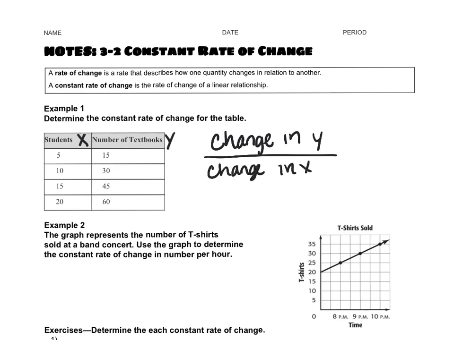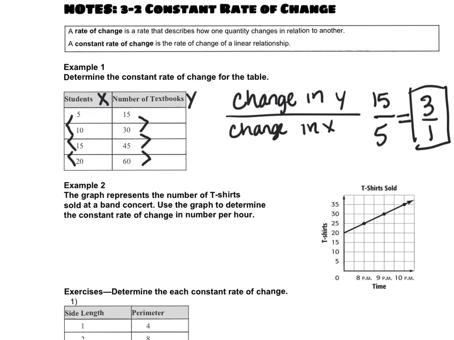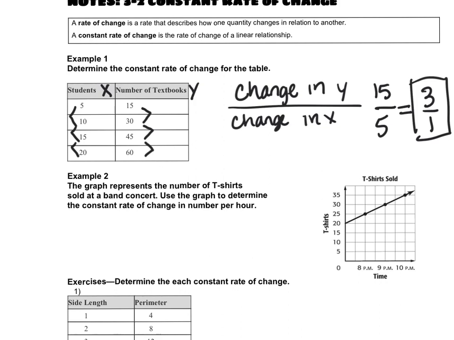Okay, by the change, I mean from this point to this point. So the change from this point to this point, this point to this point, and this point to this point is consistent, and so is it on this side. The change from 15 to 30 would be 15, and the change from 5 to 10 would be 5. So the change in Y over the change in X is 3 over 1 when it is reduced. So that's going to be your constant rate of change. You could use this as a formula, and you could say Y equals 3X.